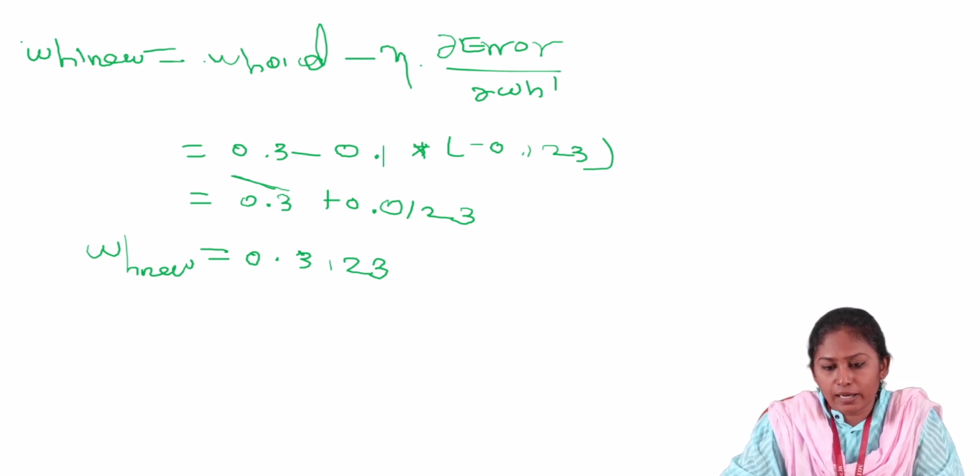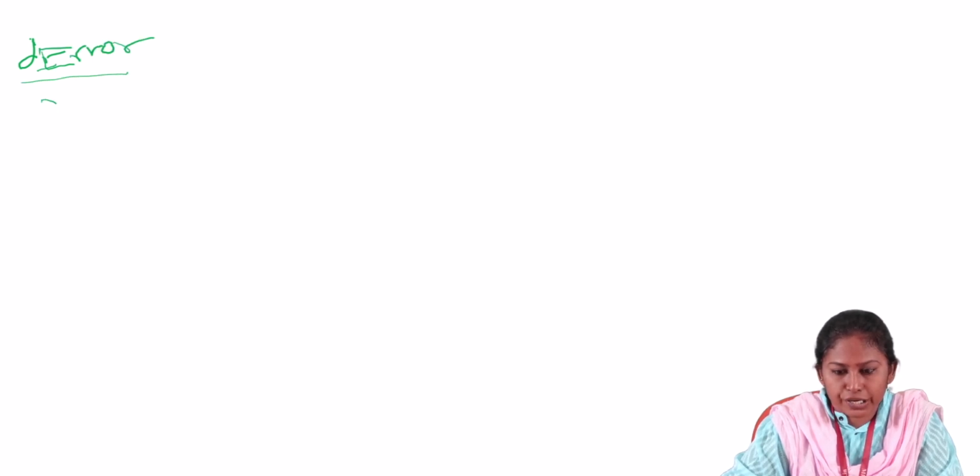Similarly, we have to calculate for the remaining weights also. So let us again move to WH2, the second weight updation. For that we have to calculate the error differentiation, the gradient with respect to WH2.